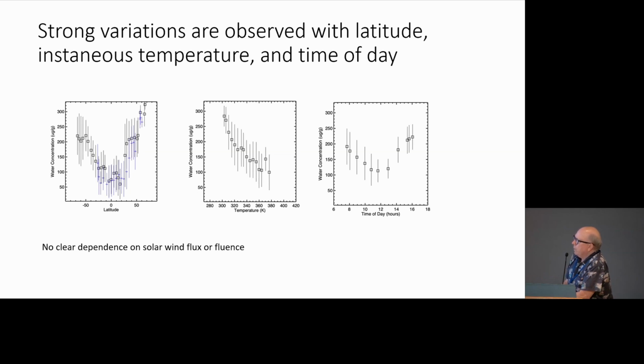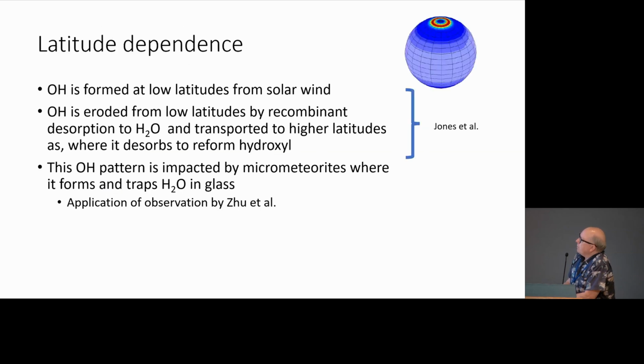We don't see any clear dependence on solar wind flux or fluence, but just as a caveat, those data are using the average data set over the other Artemis mission, and the actual solar wind flux and fluence varies from day to year to year. So the jury's still out on that.